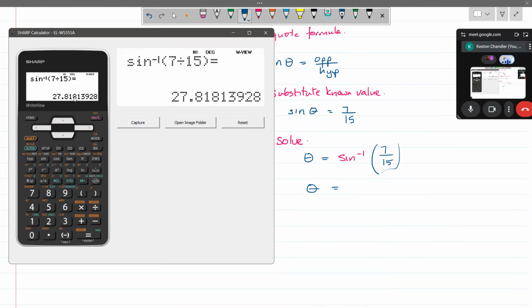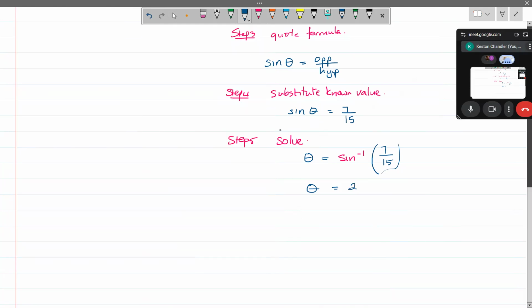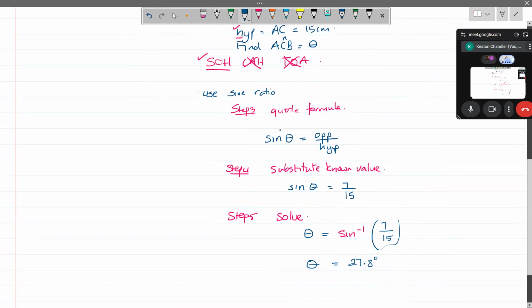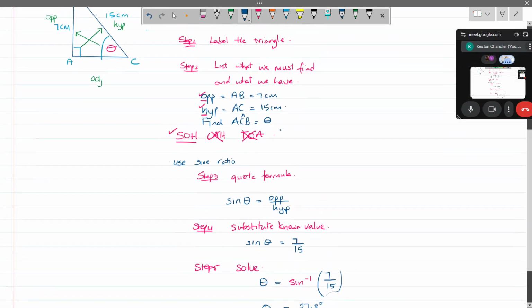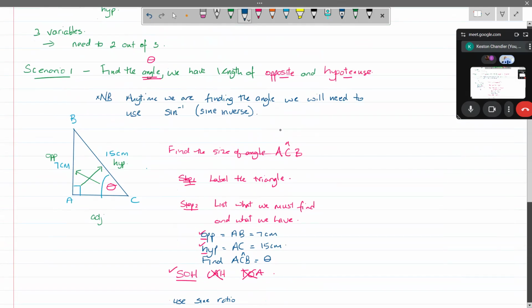Usually for degrees, we will always write 1 decimal place. So the answer here is going to be 27.8 degrees. Yeah, everybody okay with that? And this is the first of our scenarios where we are finding the angle.